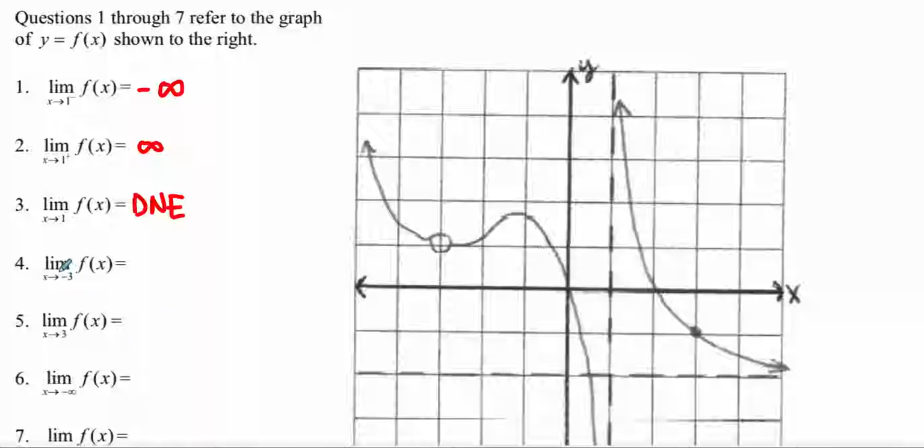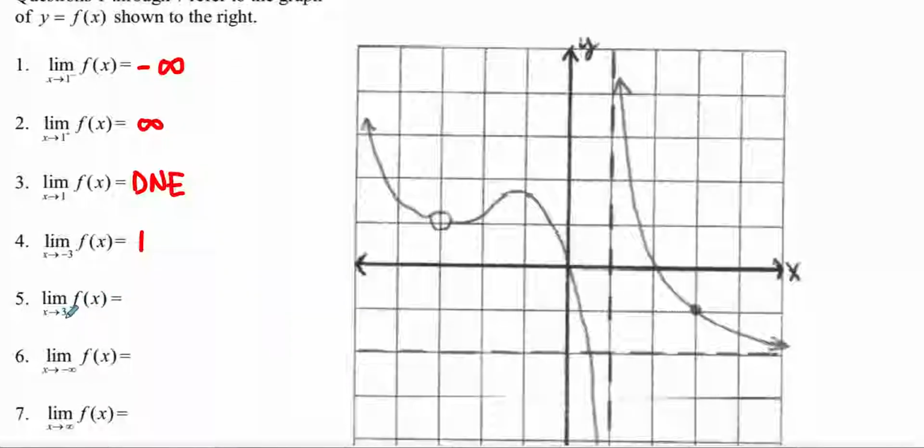Let's look at the next one. How about the limit as x approaches negative 3? Negative 3 is right over here. Even though there's a hole, from the right side it's approaching 1, from the left side it's approaching 1. Both of them are approaching 1, therefore our answer is 1.